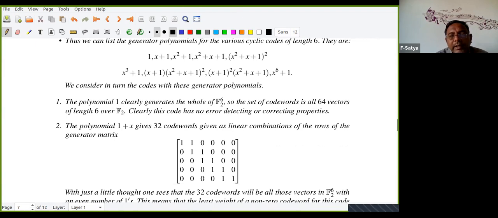The polynomial 1 clearly generates the whole of F2 to the power 6. The set of code words is all 64 vectors of length 6 over F2. Clearly, this code has no error detecting or correcting properties. Are you clear? Please respond.